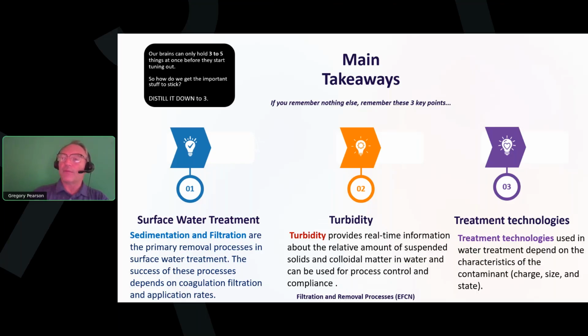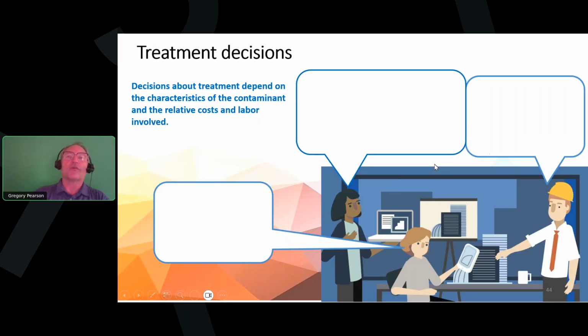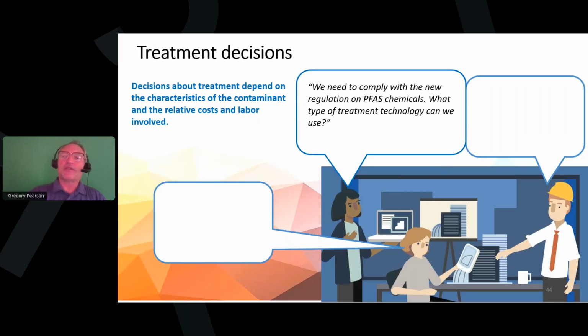And the treatment technologies are really dependent on the characteristics of the contaminant. For example, the contaminant charge, and the size, and the state that it's in, whether it's dissolved or not. And treatment decisions a lot of times also depend on the cost.